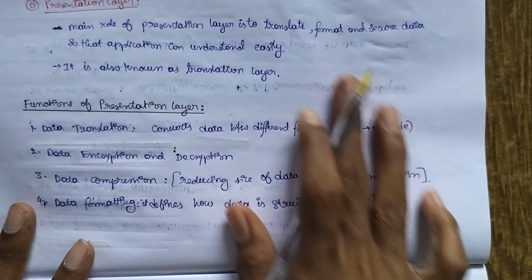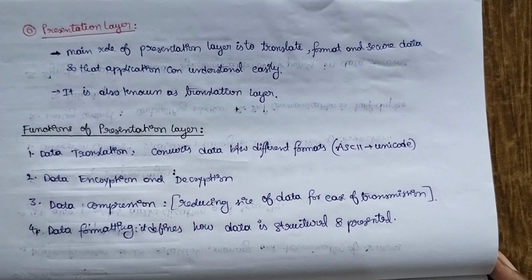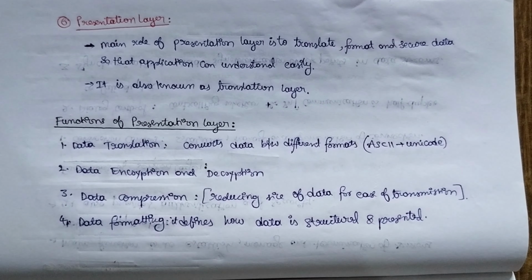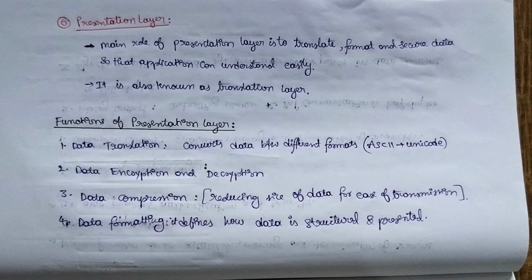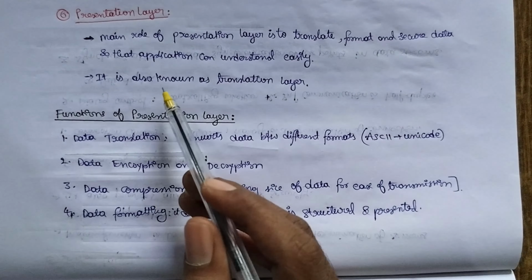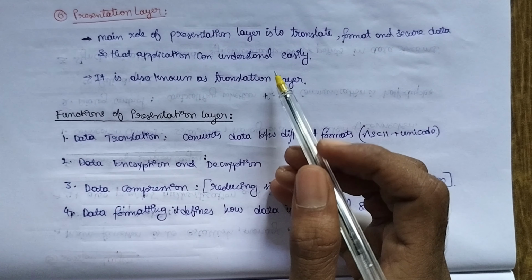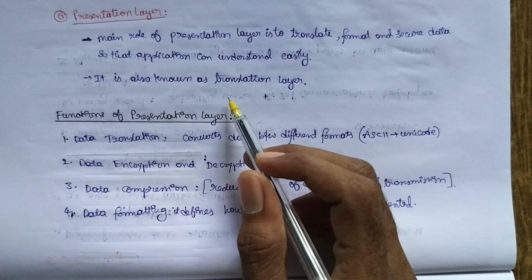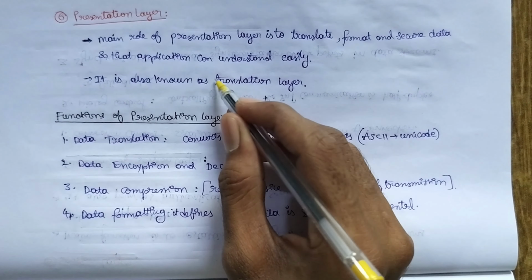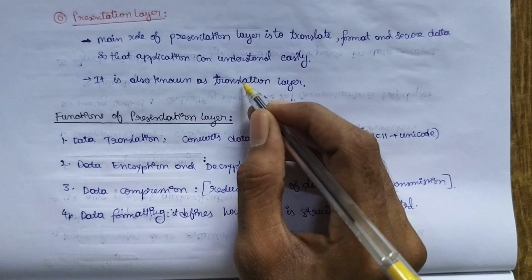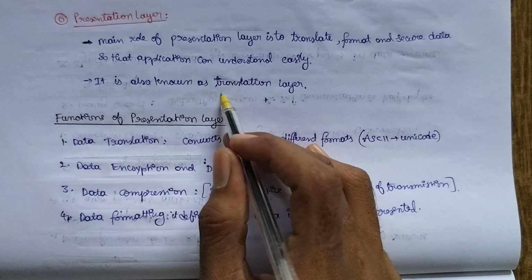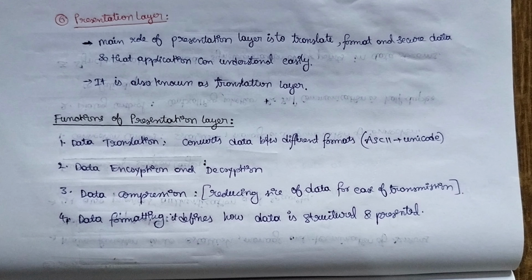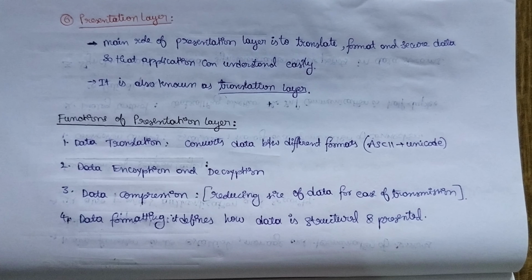Coming to the sixth layer, it is known as the presentation layer. The main role of the presentation layer is to translate, format and secure the data so that the application can understand it easily. It is also known as the translation layer. You remember here, translation, it's not transport. Presentation layer is also known as translation layer.